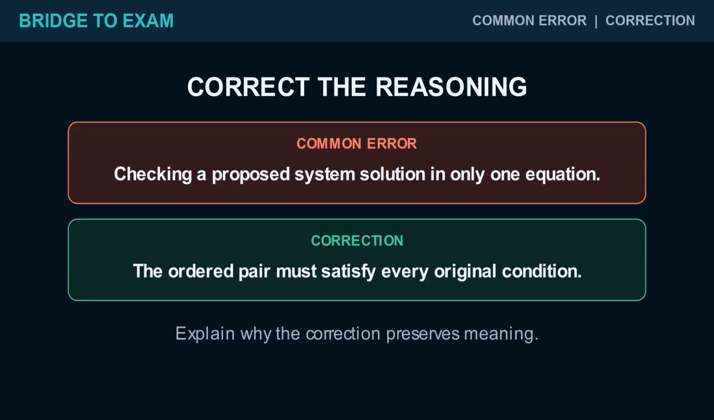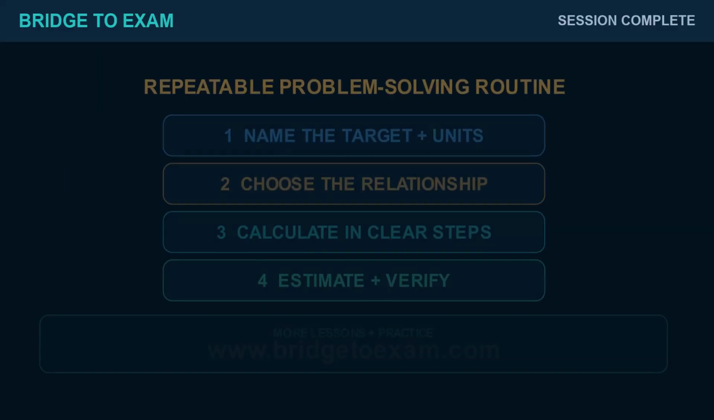Watch for this common error, checking a proposed system solution in only one equation. Correction. The ordered pair must satisfy every original condition.